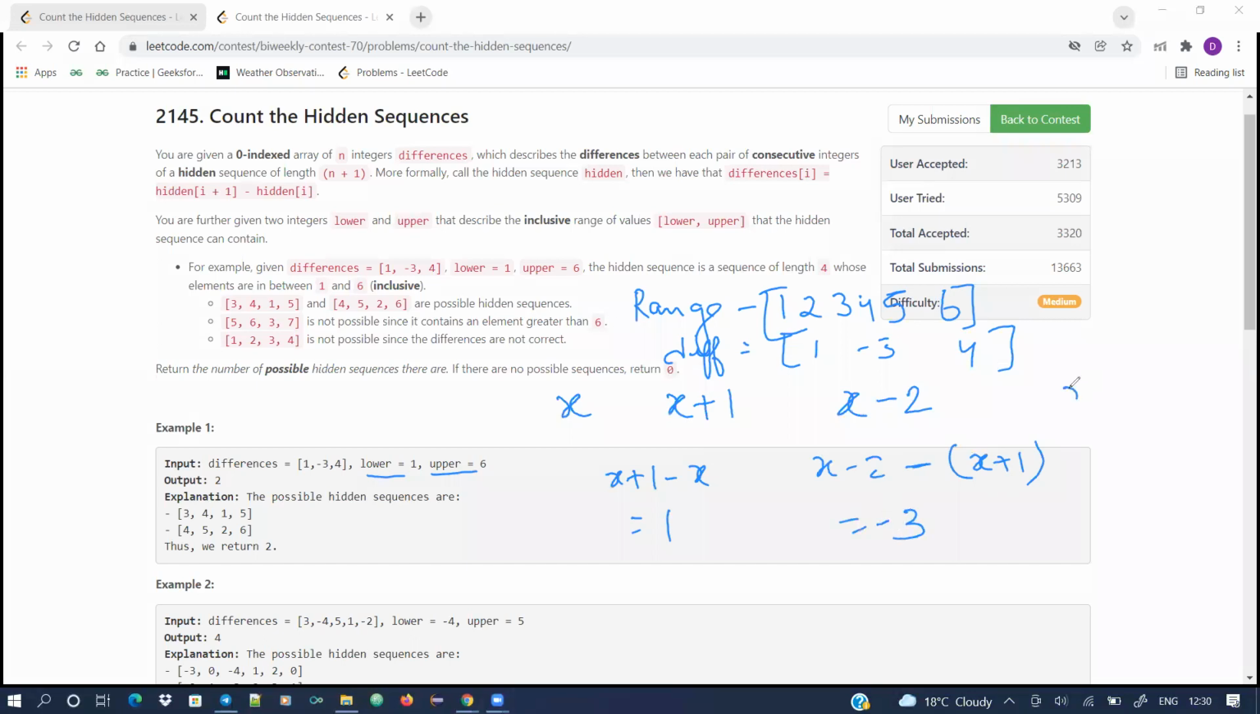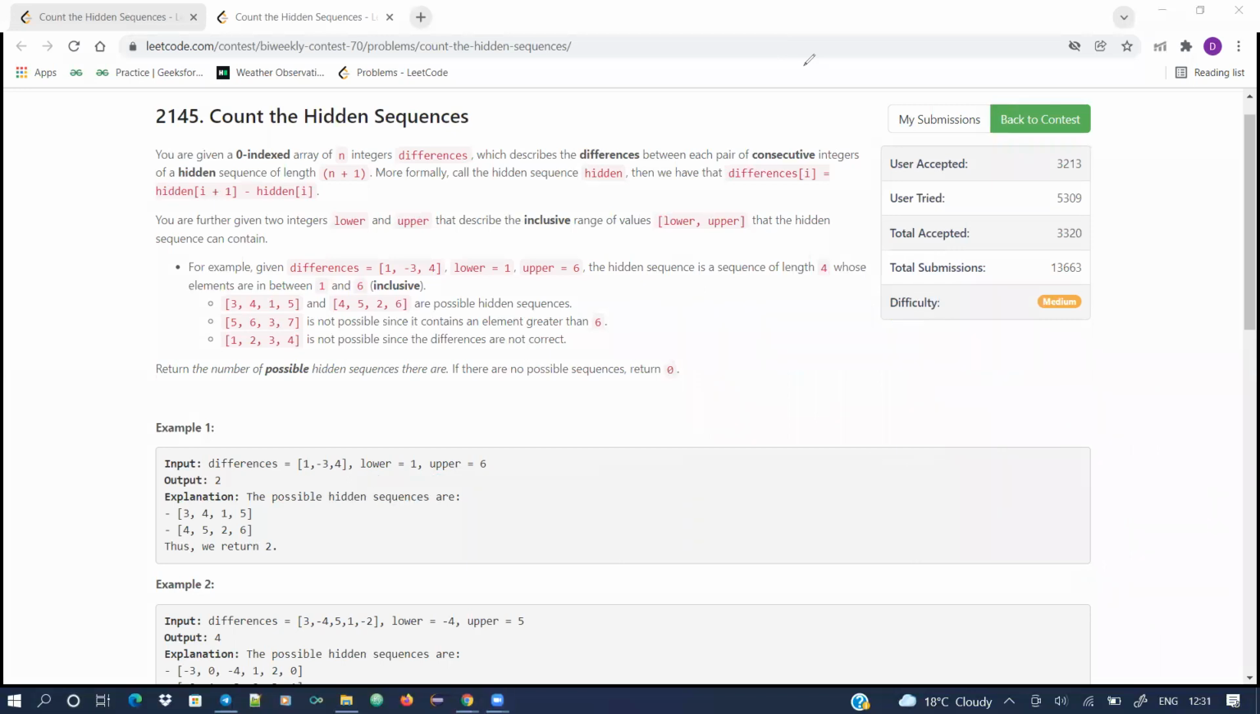And the fourth number will be x plus 2, because x plus 2 minus of x minus 2 will give the difference as 4. So we have got the generalized sequence, that is x, x plus 1, x minus 2 and x plus 2.